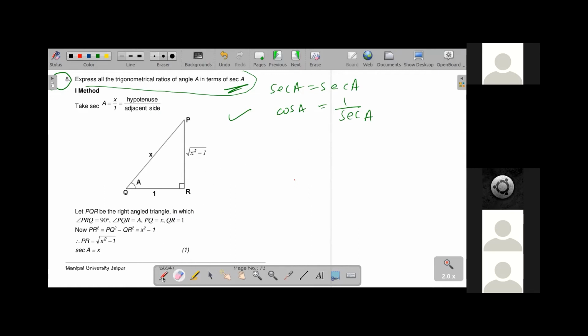Now, the question asks from us, whatever trigonometric ratios we have: except these, sine, tan, cot, cosec, and then what else? No, nothing. So these four we have expressed in terms of sec A, but we also have to write sine A, but the answer should be in sec. We have to also write tan, but the answer should be in sec. This is the question.